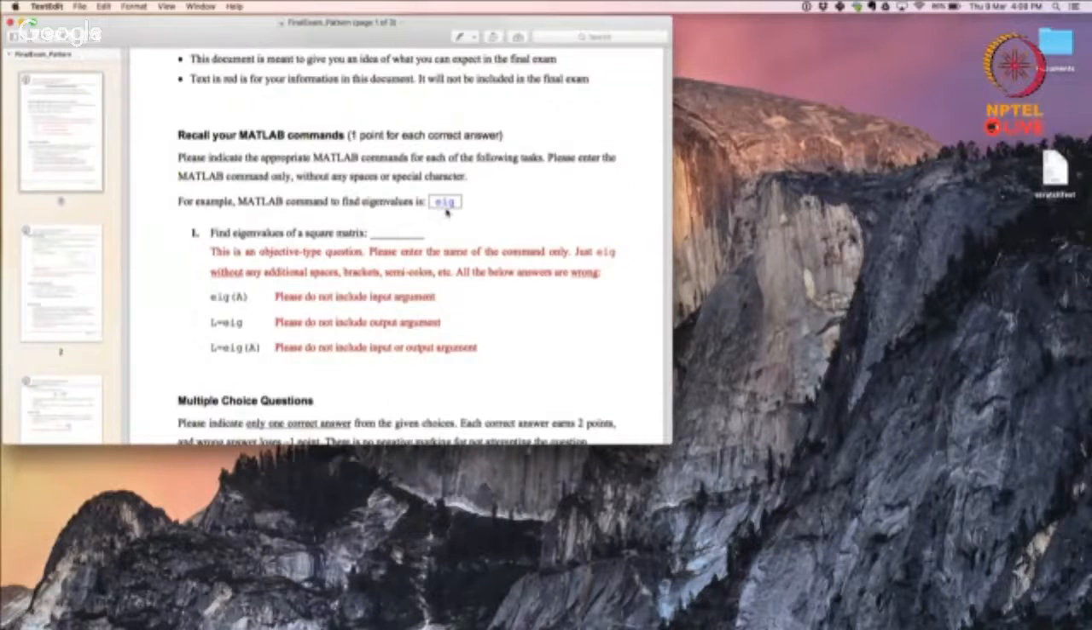Just an example is: find the eigenvalues of a square matrix. Let's say the matrix is A and you want to find the eigenvalues of A. The way you will do that in MATLAB is using the command EIG. So all you have to do, in the space that is provided to you, is type EIG, and that's all. Do not include additional spaces. Do not include EIG with A in brackets and so on. Just the name of that command: EIG for eigenvalues, TRAPZ for trapezoidal method, FSOLVE for solving nonlinear equations, etc.